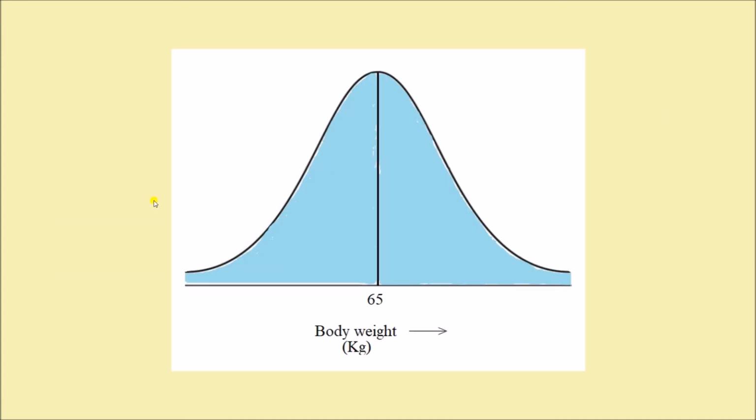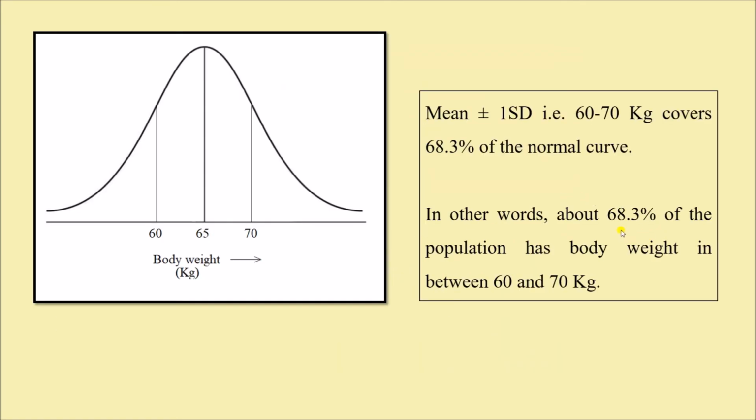So if this is 100%, because the whole area is 100%, then the area between 60 to 70 kg will be 68.3%. Okay, it cannot be 100% of course, because we are not including people who have body weight more than 70 kg or who have body weight less than 60 kg. We are only considering in between 60 to 70 kg, and this area is actually 68.3% of the whole normal curve area. So in simple word, we can say 68.3% of the people from which this sample was taken, they have body weight in between 60 to 70 kg.